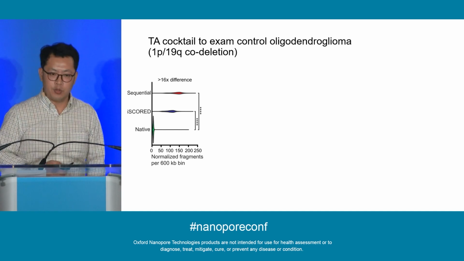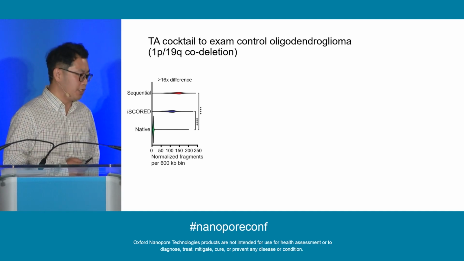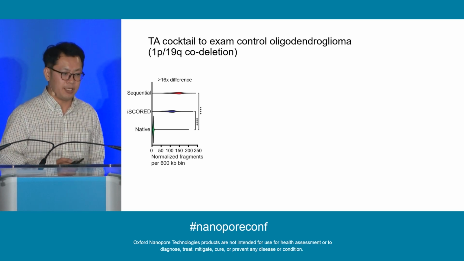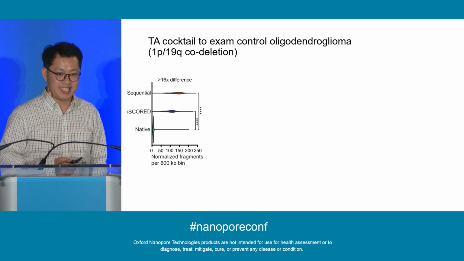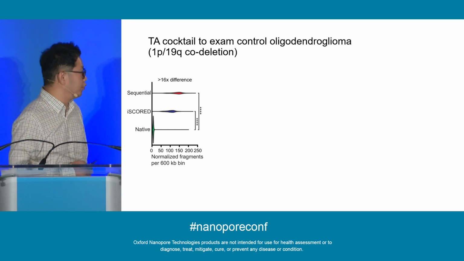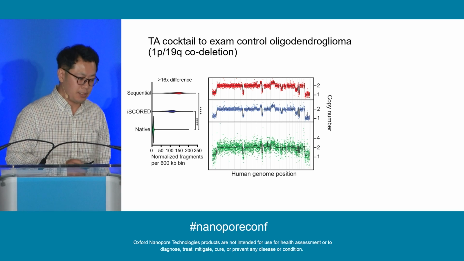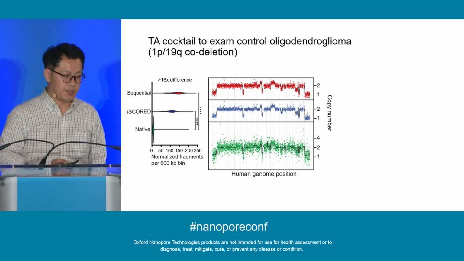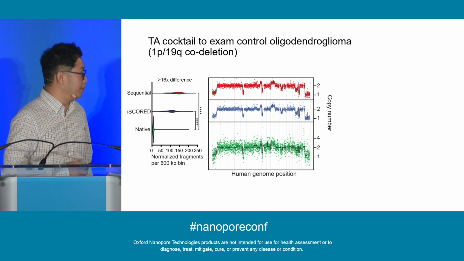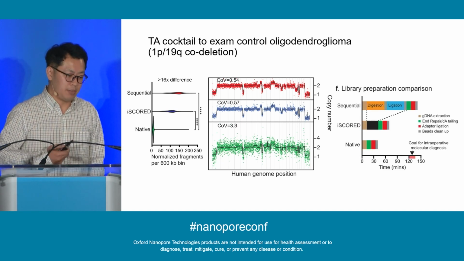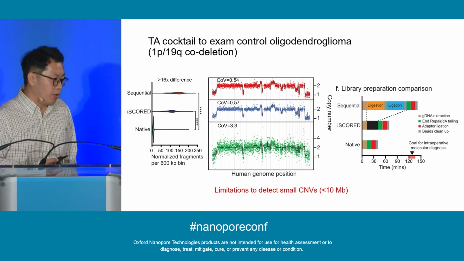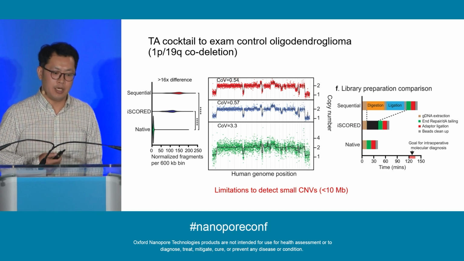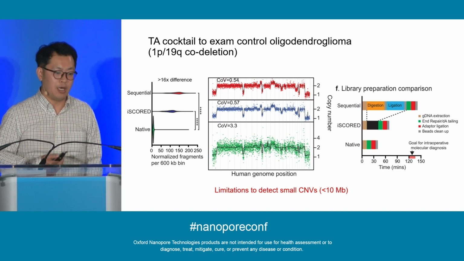This is an example using the characteristic 1p19q co-deletion in oligodendroglioma. If you compare to native DNA, you get more than 16x more fragments using iSCORED. This is a plot of the chromosomal aberrations, and you can see the 1p19q co-deletion. But if you sequence the native DNA, there's much more variability. And we can get this done within 90 minutes. So yes, it works for detecting large chromosomal gains or losses, but we asked next, can we increase the resolution to detect smaller oncogenes?